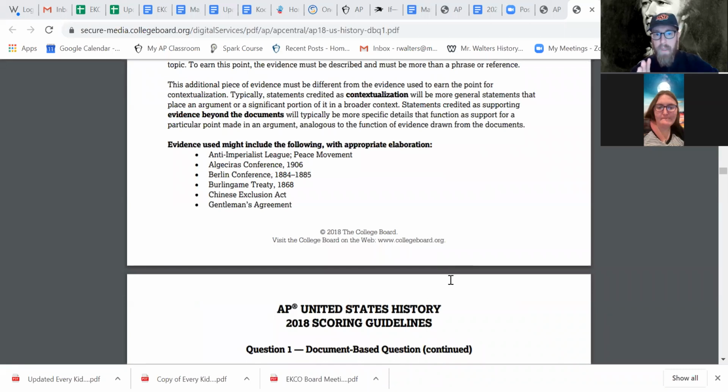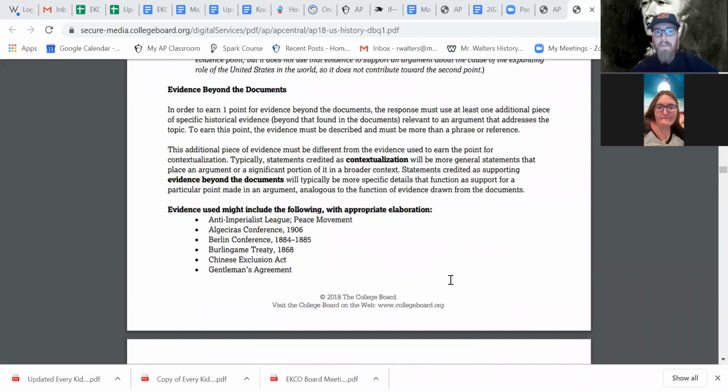Last point is they're going to ask you, you can get up to 2 points. So originally it was 1. On this one, they will give you 2 points for evidence beyond the documents. So you need to come up with 2 pieces of evidence in addition to what they've given you to explain your thesis.